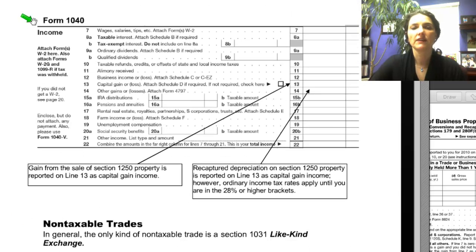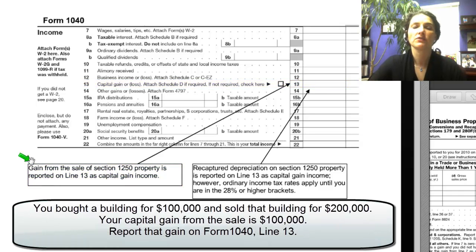So here we have the cutout again from Form 1040, and whenever you sell Section 1250 property, whether your profit comes from capital gains or from unrecaptured depreciation recovery, both types of income are reported on line 13. So gain from the sale of Section 1250 property is reported on line 13 as capital gain. So let's suppose you sell a commercial building and you purchased that commercial building for $100,000 and you sold it for $200,000. Well, you have $100,000 of profit and it is reported as capital gain income on line 13.